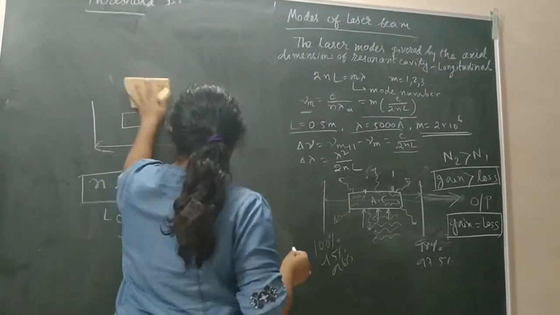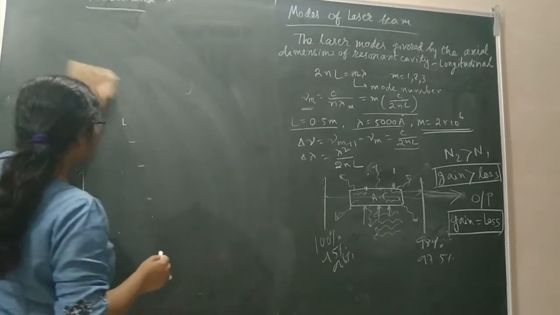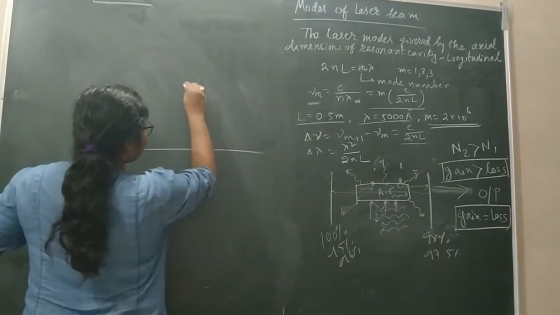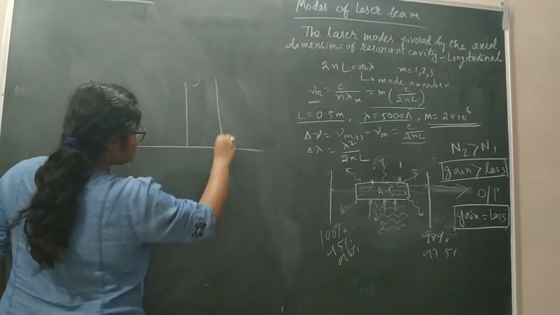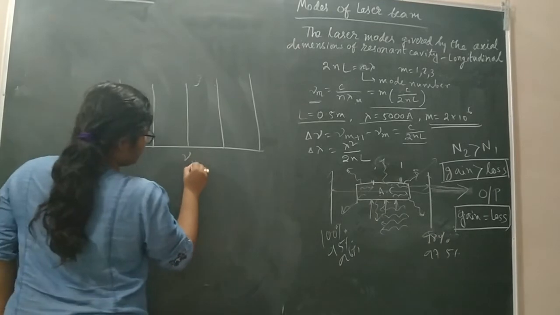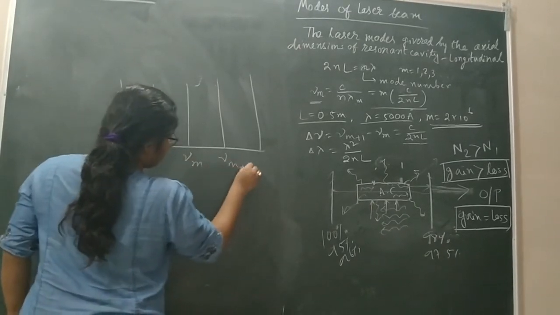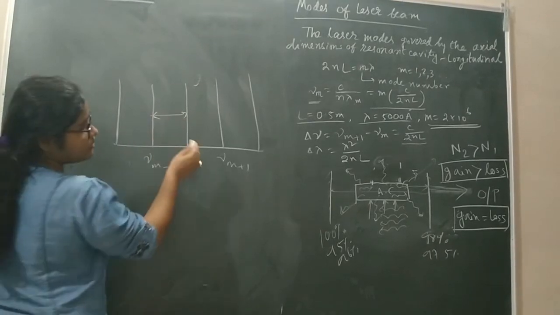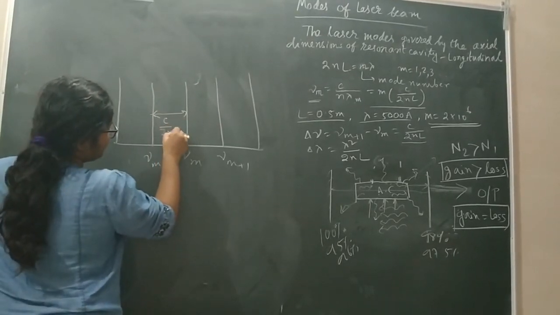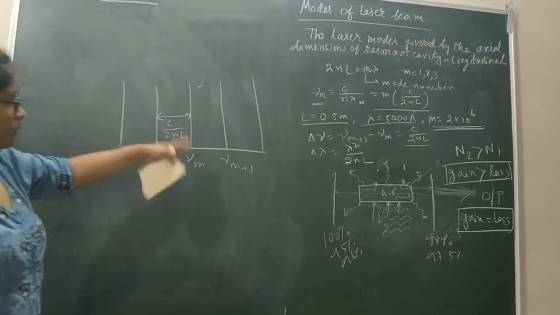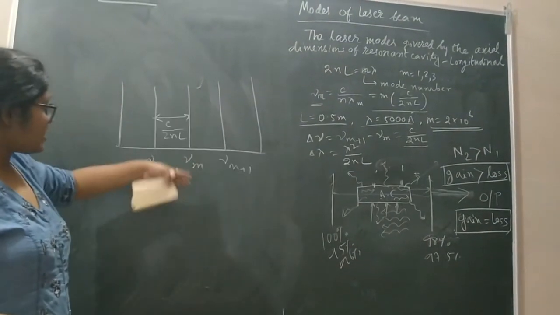So if I plot it, how will the spectrum look like? The spectrum will look like this, these are the modes. Suppose this is nu m, this is nu m plus 1, this is nu m minus 1, and the separation between them should be c by 2nL. Okay, these are the longitudinal modes which I am getting.